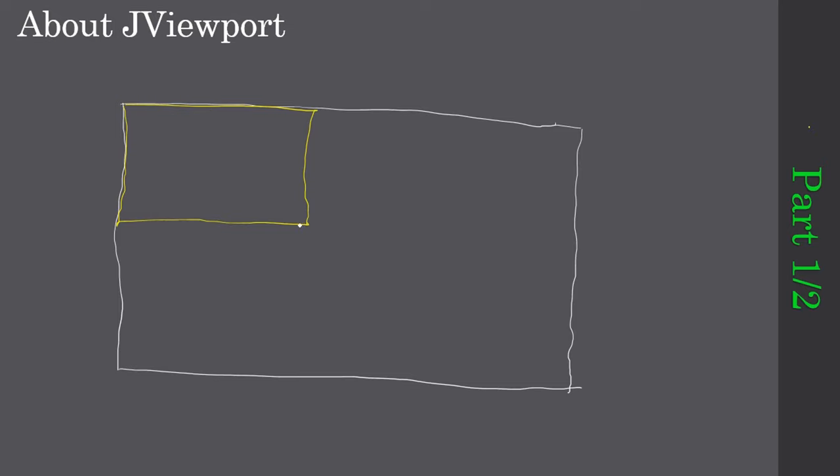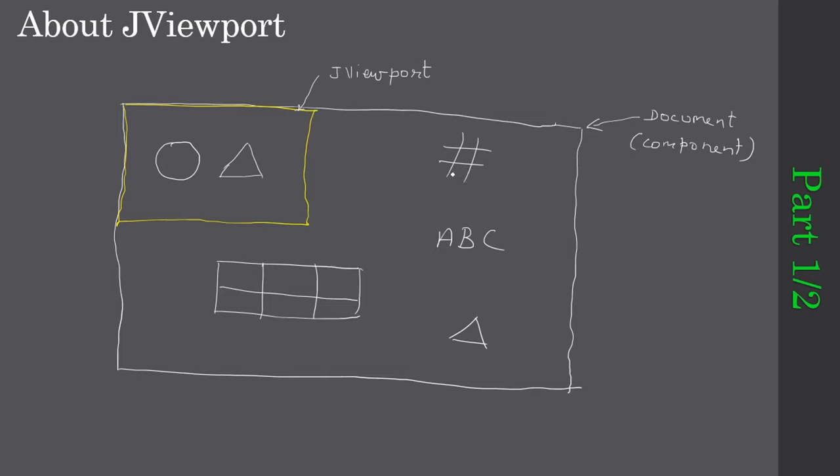Here, if you see this yellow marker, this one is your JViewPort. If you see, the document contains other objects. So the viewport is showing you part of the document, and you can scroll this viewport to any portion so that you can see different parts of the document. When we move the viewport, you may be seeing the English letters ABC and a triangle. That means you are viewing a different part of the document.